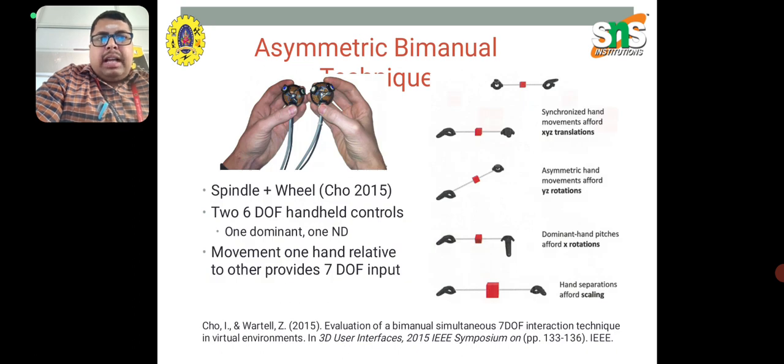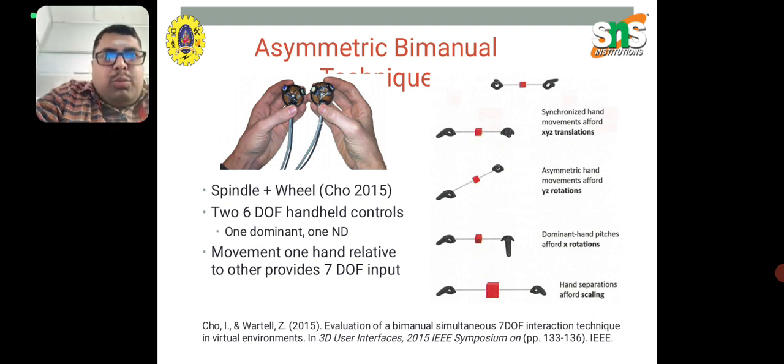Next, we have the asymmetric bimanual technique. The spindle and wheel, shown in 2015, has two 6 DOF handle controls, one for the dominant hand and one for the non-dominant hand. The movement of one hand relative to the other provides 7 DOF input.